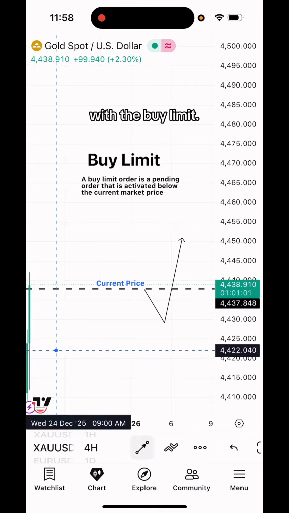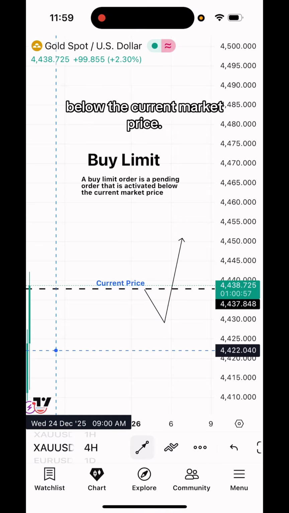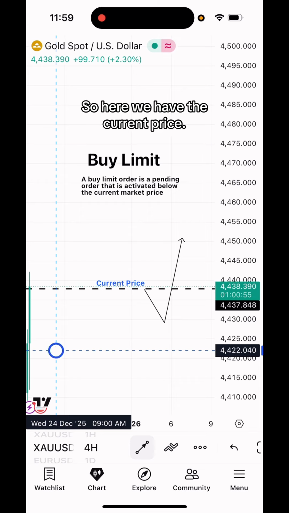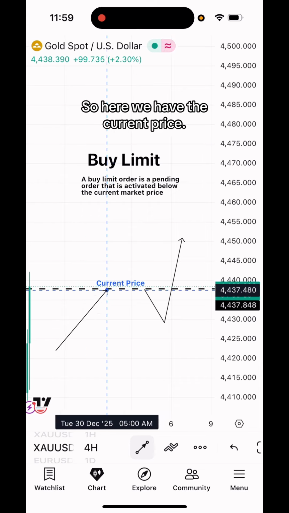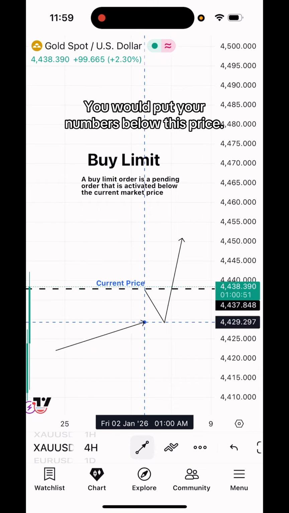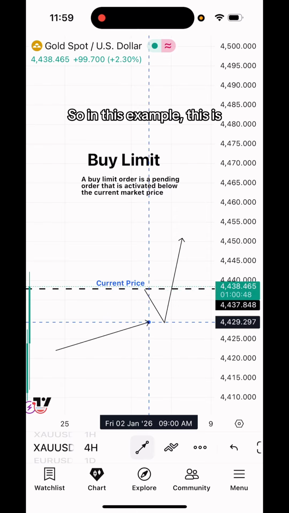All right, so let's start off with the buy limit. So a buy limit order is a pending order that is activated below the current market price. So here we have the current price. You would put your numbers below this price. So in this example, this is 4429.143. So this is what you would enter into your trading app as a buy limit order. So when price comes down to this level, to this number, your trade is active.